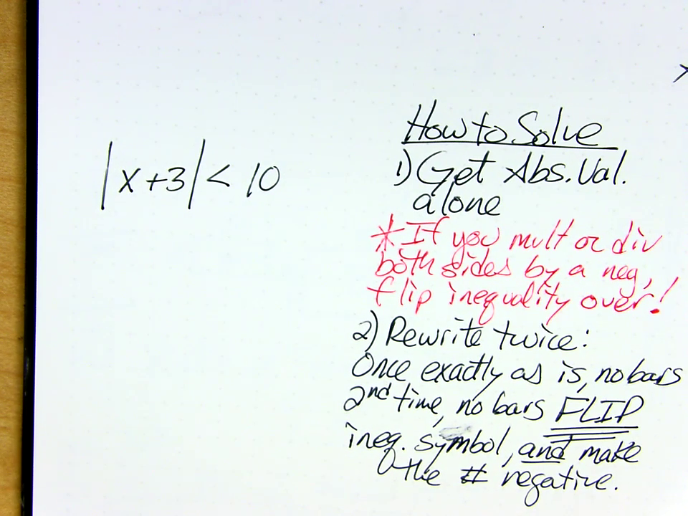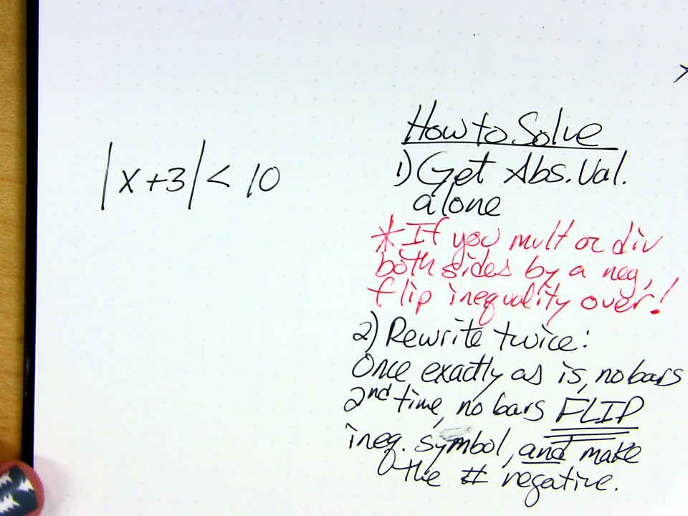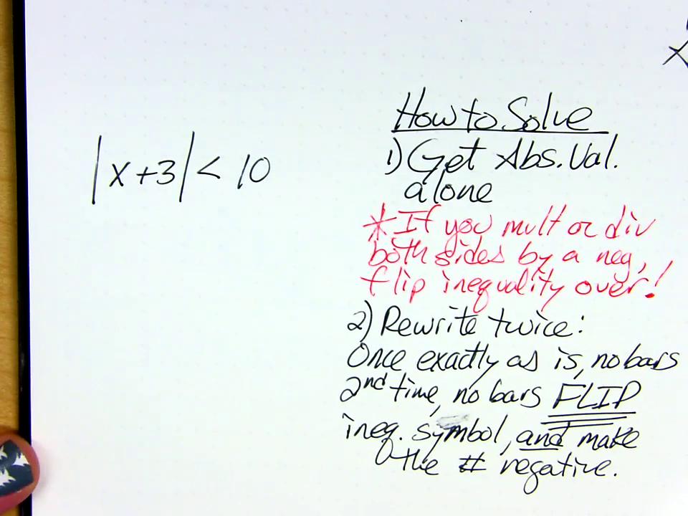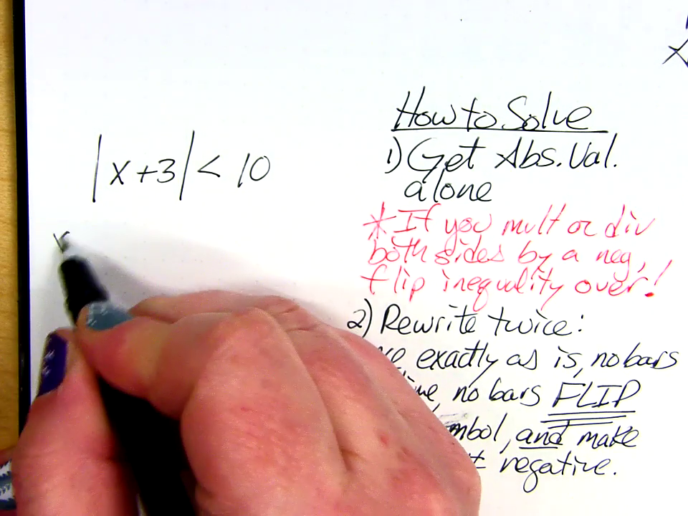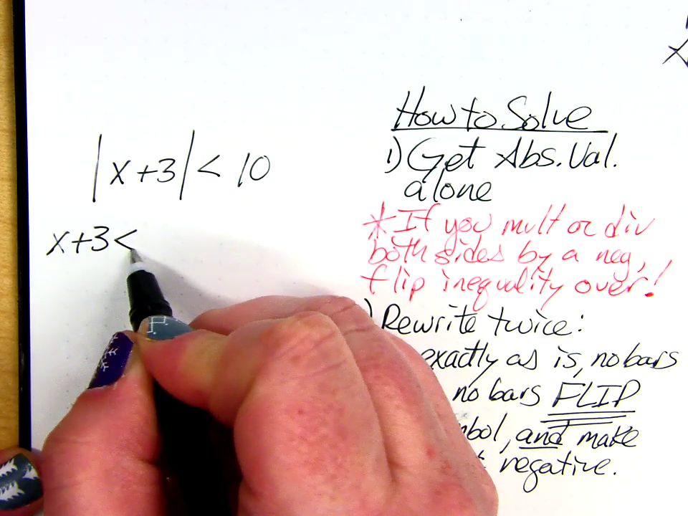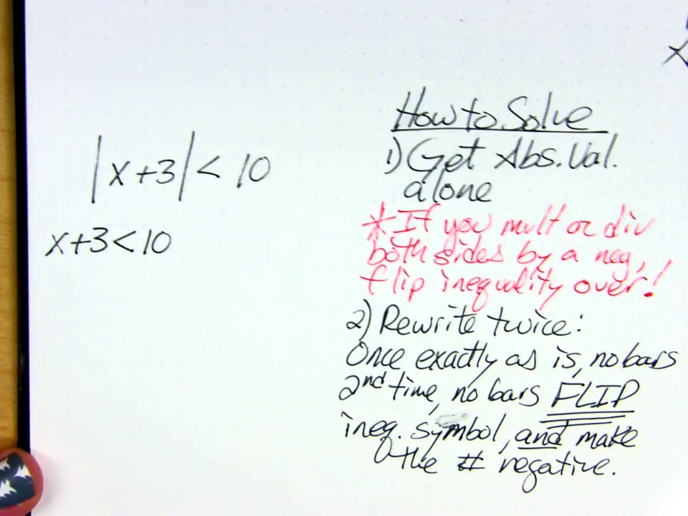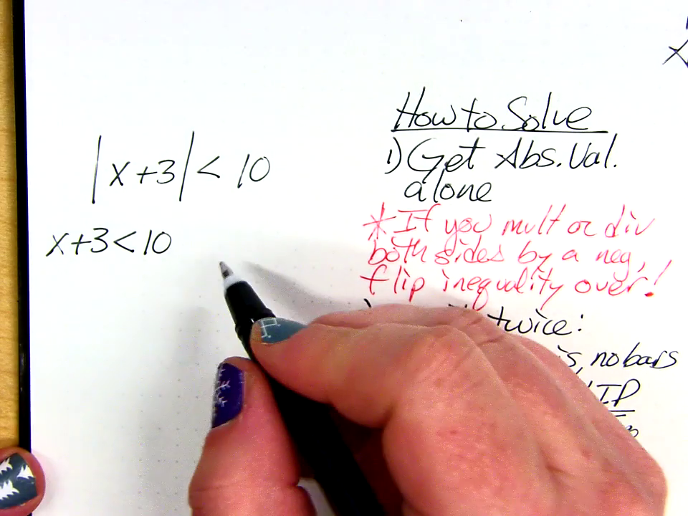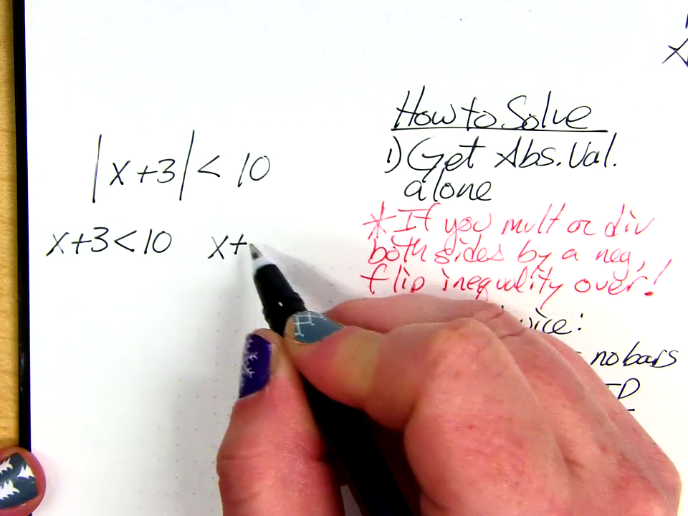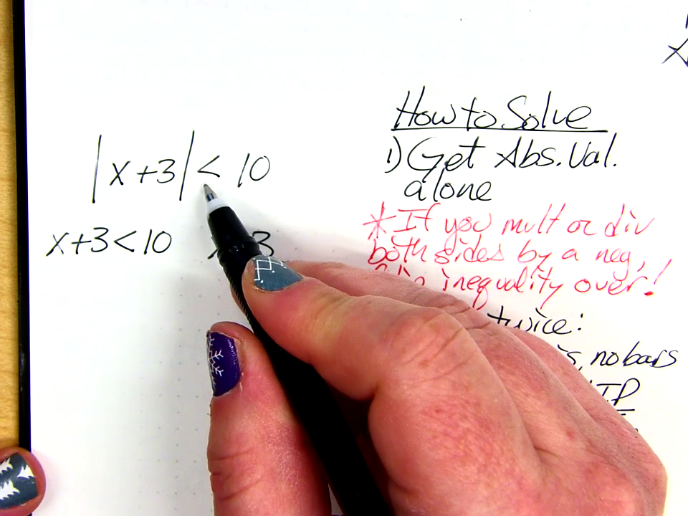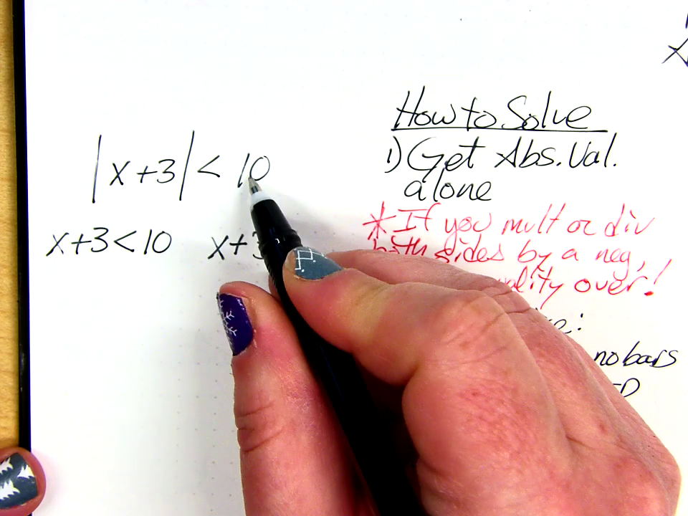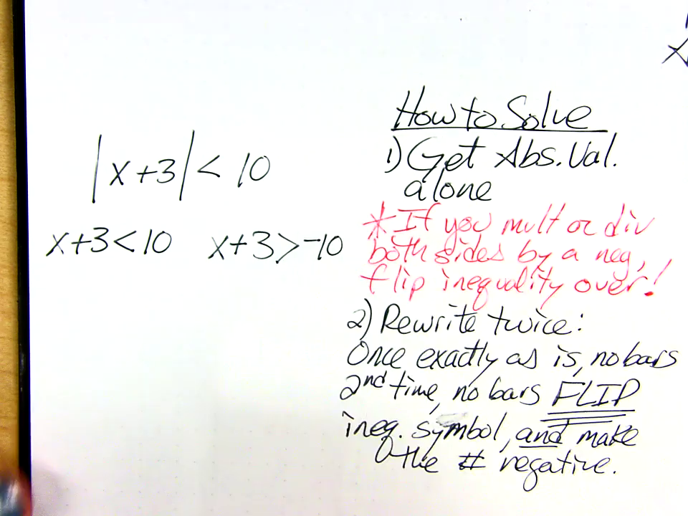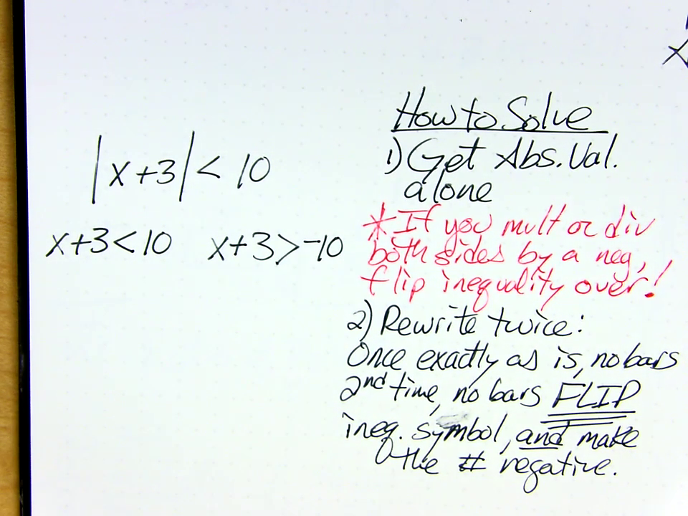Step 2, I need to rewrite this twice. So, once, I'm going to write it just like I see it, no bars. X plus 3 less than 10. The second time, however, please watch and make sure that you are doing it the right way. You want to write it as x plus 3, but now that symbol flips over, and now that's negative 10. You have to remember to do both of those parts. So important.